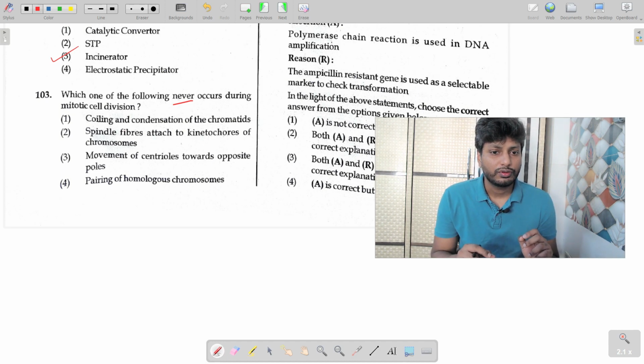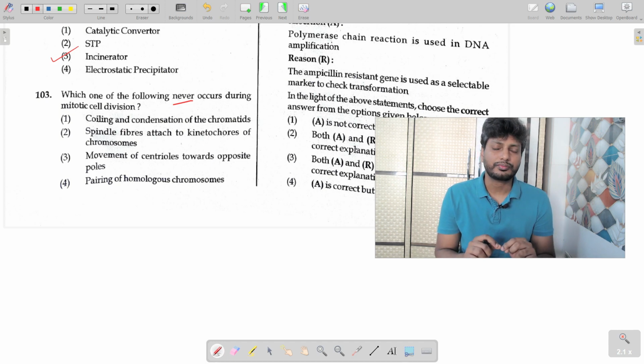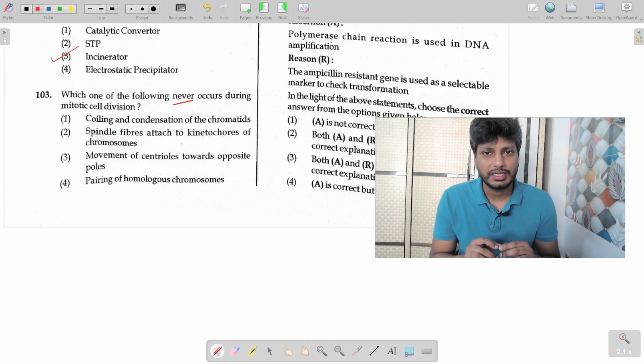The last option is pairing of homologous chromosomes. They are talking about homologous chromosomes. First of all, what do we mean by homologous chromosomes? You have to consider basically a cell which is diploid. Of course, mitosis is occurring where? It's occurring in every cell of our body. So whether it is a plant cell or an animal cell, the cell is diploid, right?